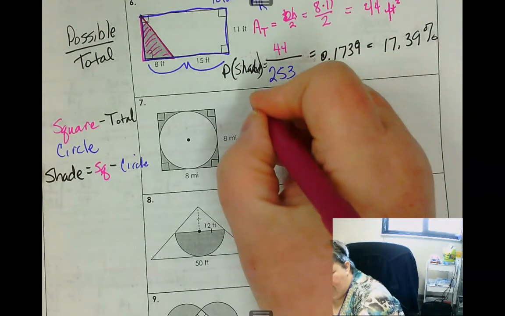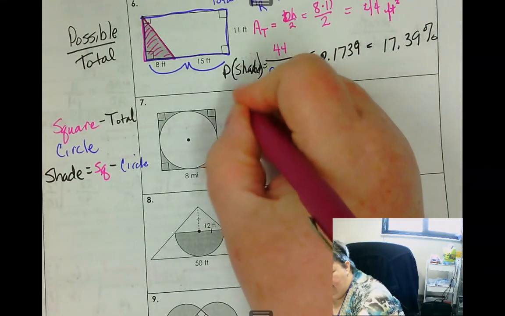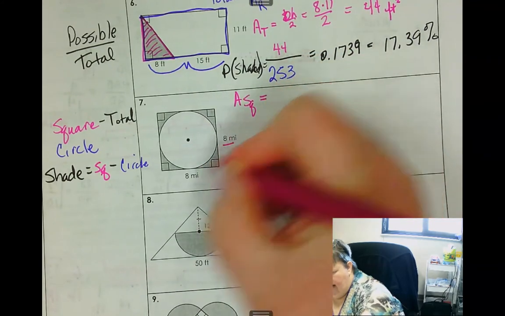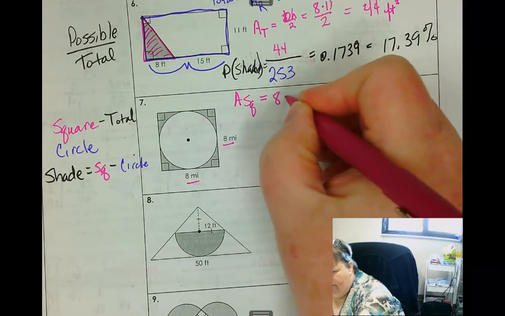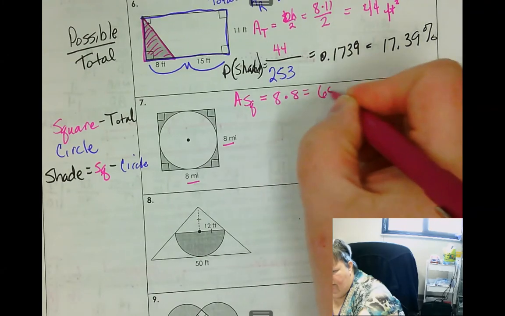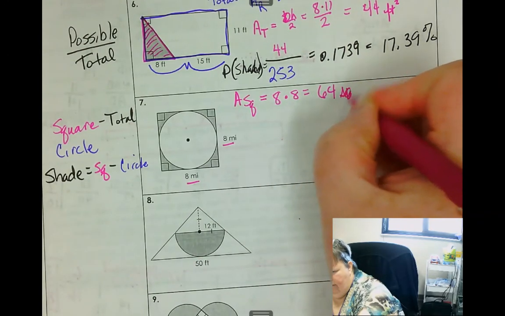So let's find the square. Area of the square equals 8 times 8, which is 64 square miles.